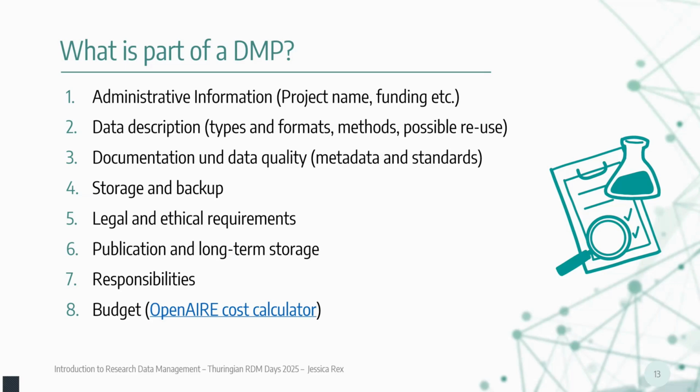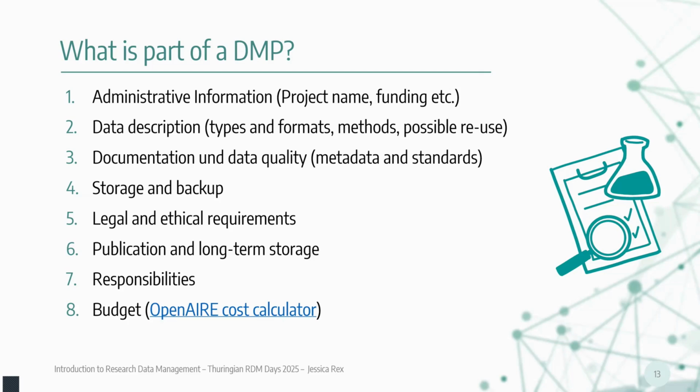And there are some tools to assist you with this. For example, the OpenAIRE cost calculator is available, and will guide you through the process of thinking about what kind of budget you might need. And you're going to want to think about that early on because generally you will have to put your budget and what you need into your project proposal. So thinking about this after the proposal is through is a bit too late. Yeah. So this is what goes into a data management plan.